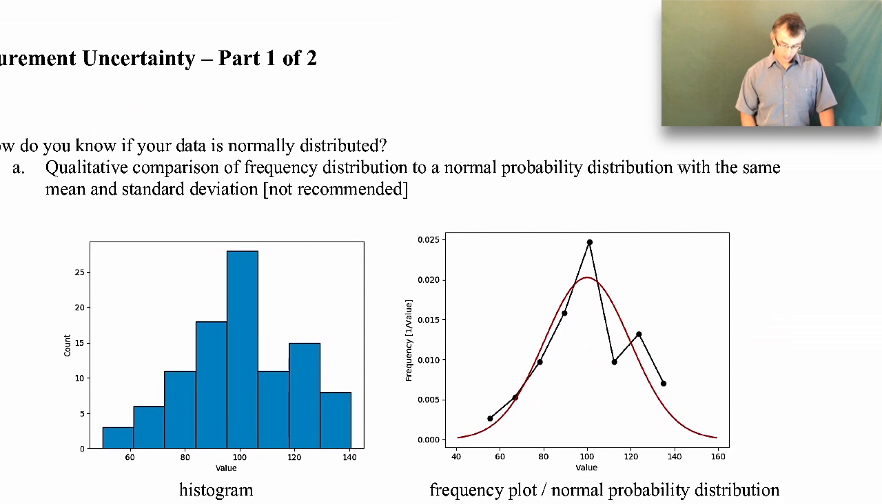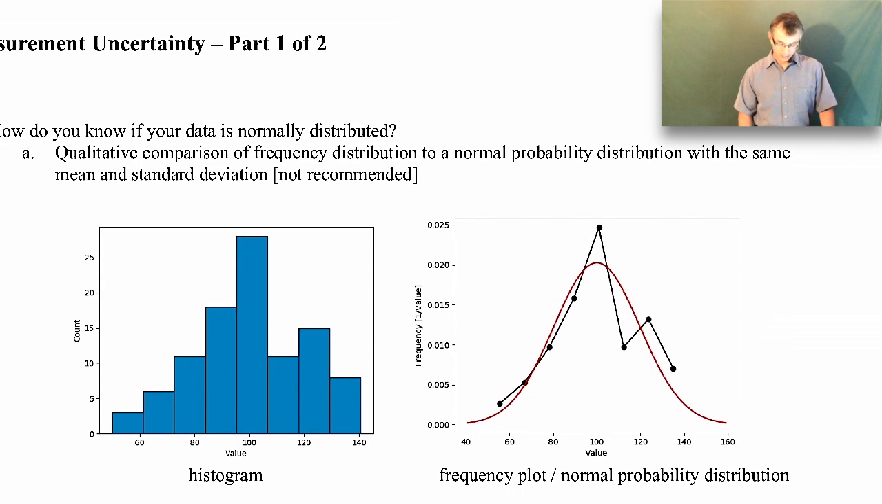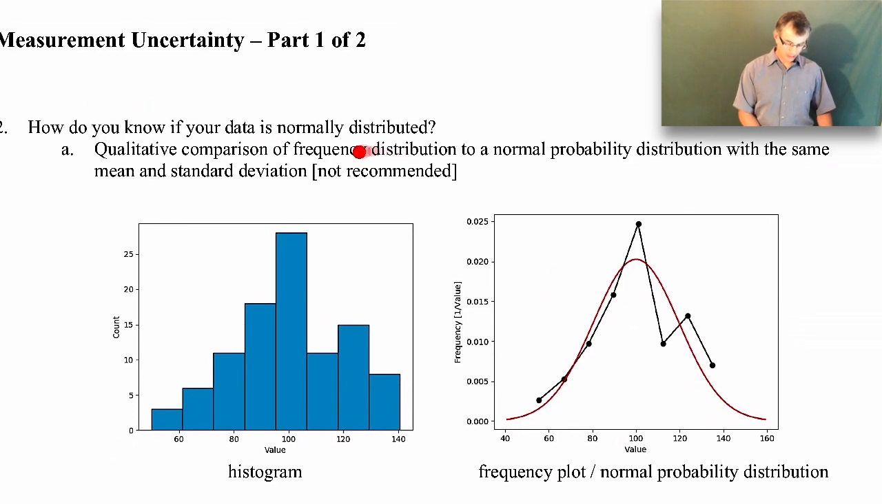So then you could say, well, does that look like a Gaussian? Is the black data Gaussian? Is it or isn't it? It's kind of tough to tell, right? I mean, it sort of looks okay, but I don't know. It's very much a judgment call. Two different people might say two different things. So doing a qualitative comparison is not recommended.